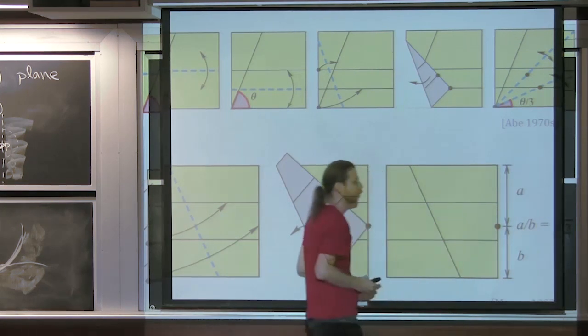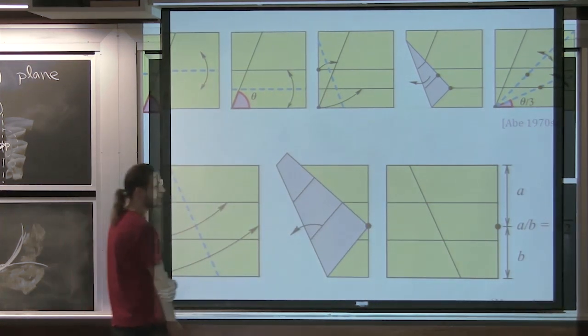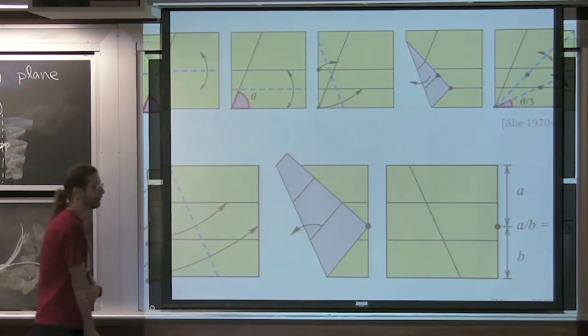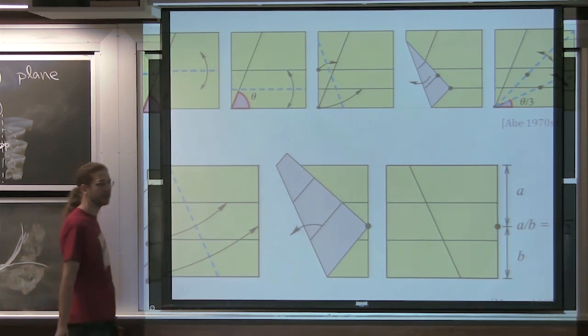A over B is cube root of 3. And this is by Peter Messer in 1985. So that's kind of cool, but that's all you can do with single folds. The most you can hope for is solving cubic equations.